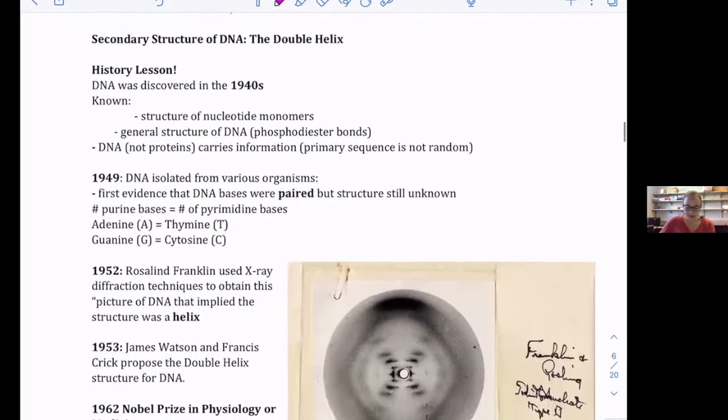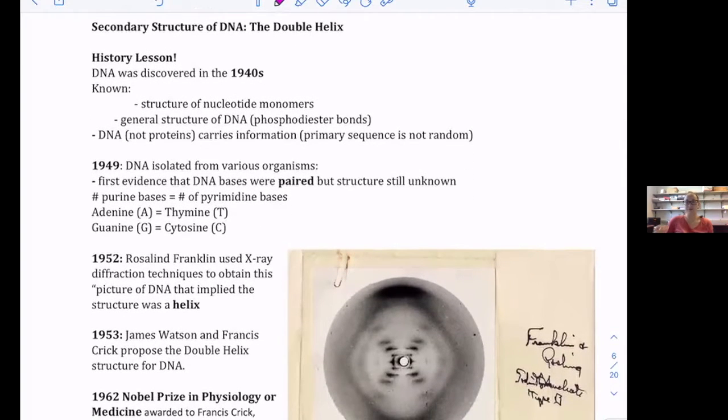So DNA was discovered in the 1940s. The actual molecule itself was not discovered until the 40s. So all they knew about it was the structure of nucleotide monomers. They knew what the monomers were. They knew the general structure, in that the monomers connected via phosphodiester bonds, but they didn't know how it actually coiled together, like the structure of DNA that we know now. Additionally, they had just found out that DNA was what carried our genetic information, not proteins. So the primary sequence of DNA is not random, it is very specific.